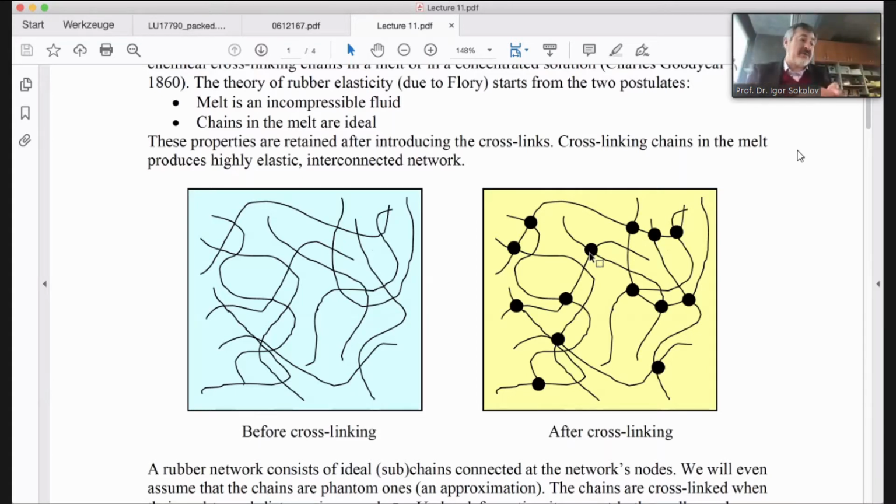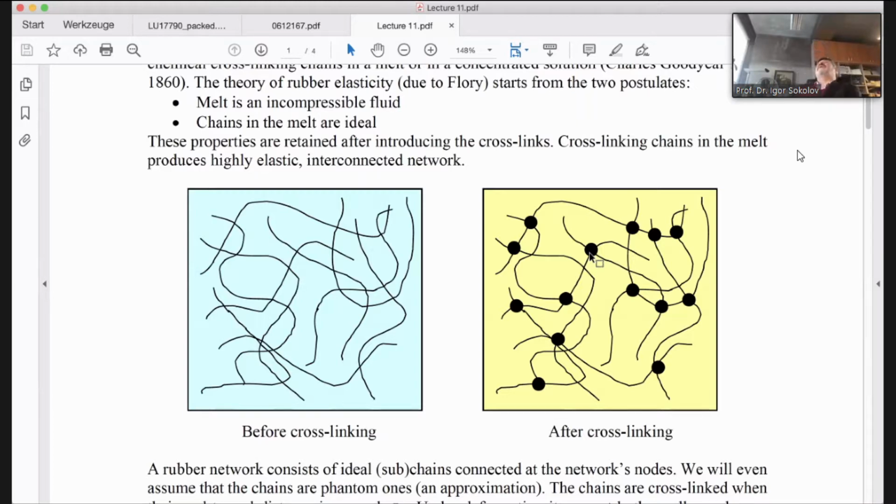So what happens without cross-linking is that you have a spaghetti in a plate of other spaghetti, but if you move, a spaghetti moves relatively easily within this plate. It rotates. It's like a snake. And what you do by cross-linking, you prevent this rotational motion.